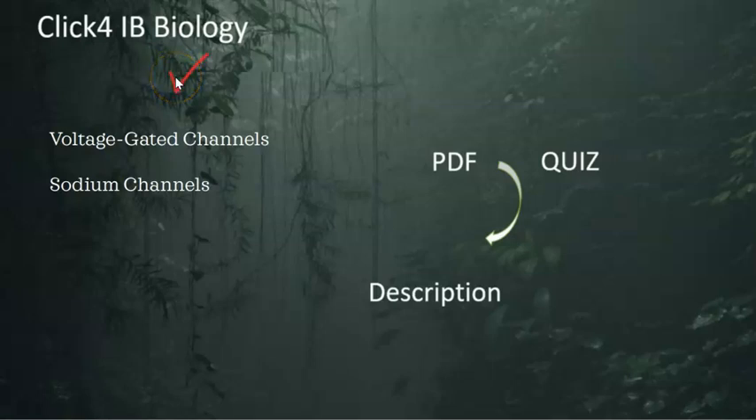Click for IB Biology. We're now going to look at what are called voltage-gated channels. These are channels through the cell membrane, integral proteins that allow ions to pass through, but their opening and closing is determined by voltage.